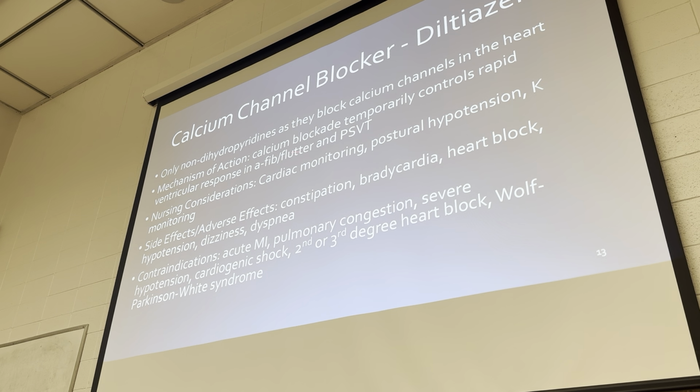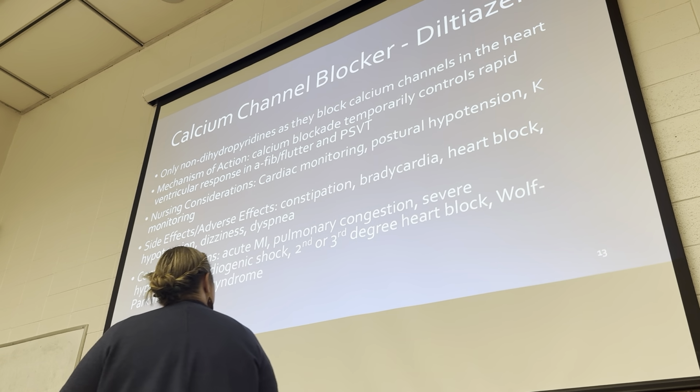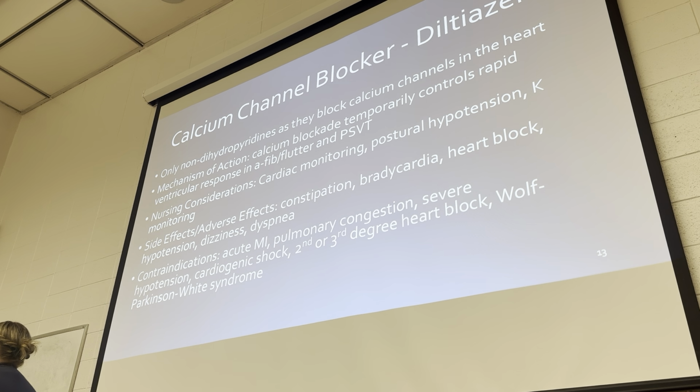So these temporarily control those rapid ventricular responses in AFib, flutter, as well as paroxysmal supraventricular tachycardia. So you can use that for that as well. Again, we'll have to have cardiac monitoring. There can be postural hypotension, and this can affect your potassium levels, so we need to watch those. Our side effects and adverse effects: it can cause some GI effects of constipation. We can also have bradycardia. If a person is already kind of on their way towards a heart block, then this can cause that. We can have hypotension, again, dizziness, and dyspnea.